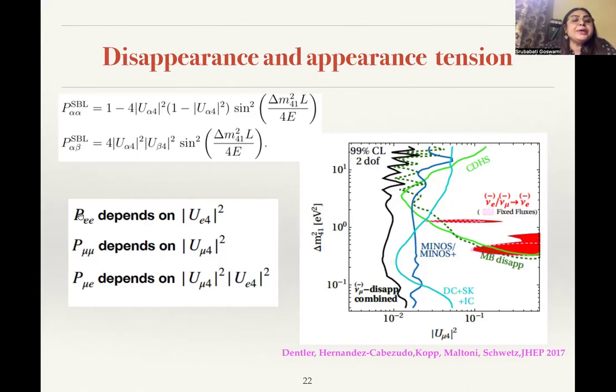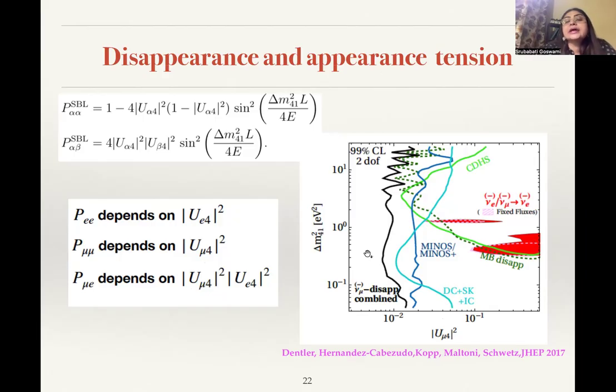And the P_ee, which is measured by the reactor neutrinos, depends on |U_e4|^2. The P_mumu depends on |U_mu4|^2, and P_mue depends on |U_mu4|^2 and |U_e4|^2. So all these get somewhat related. And here I show a summary result. This black is for all nu mu disappearance combined, and this red is the allowed region from the appearance channels.